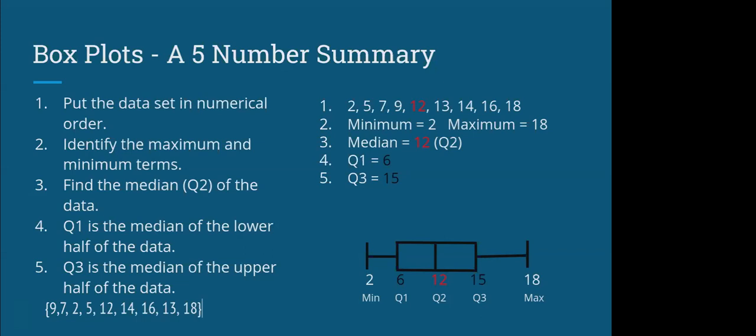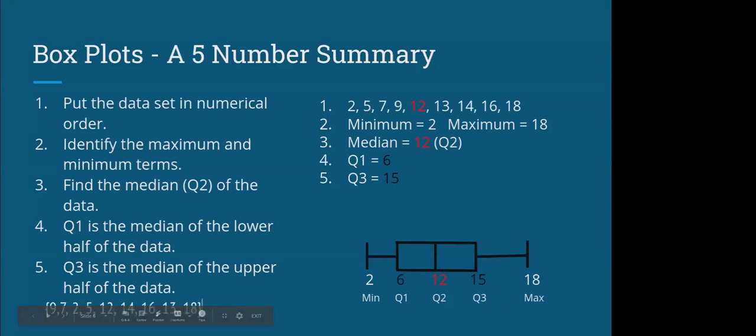So the minimum, we need to know where we start our data. So that's why we need the minimum. And then we need to know how far our data goes. So that's why we need the maximum. So in our summary, we need our start and our finish. So that's why 2 goes here as the minimum. That's where we're starting, and this is where our data ends. And now in steps 3 through 5, we're figuring out this middle.